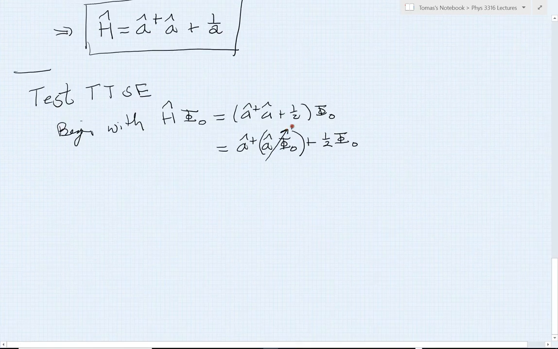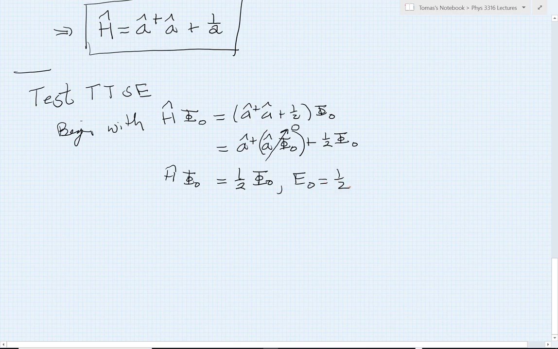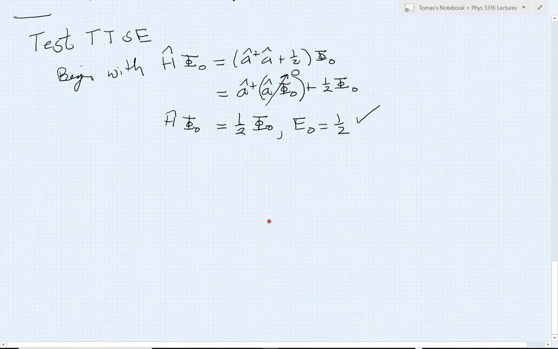So this term will give me 0, and I get back exactly, when I apply my Hamiltonian onto my ground state, nothing other than just a constant times my ground state. And I can read off then the ground state energy very nicely from that constant. That energy must equal 1/2. So all of this works out here very nicely. Okay, that was the ground state.